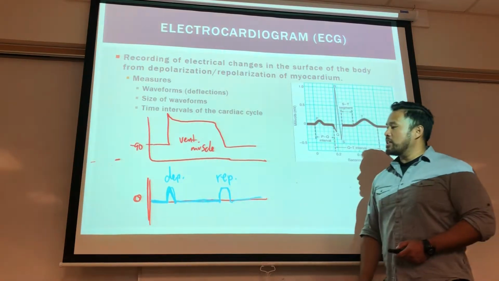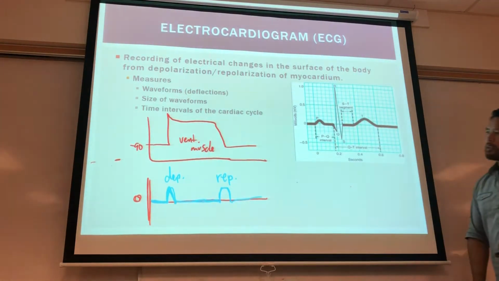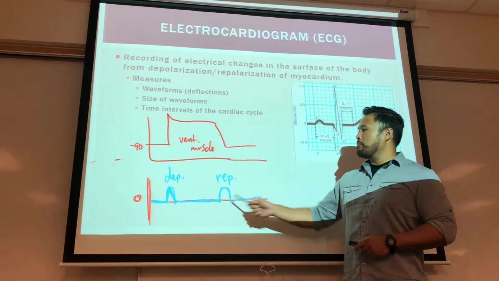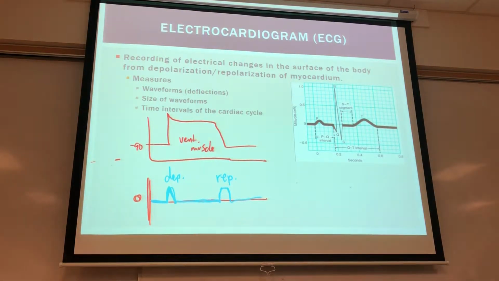That's exactly what an ECG does. It measures when those changes occur. So if you were going to look at the ventricles, you'll see a blip with depolarization and another blip with repolarization. So now let's draw that out. Let me draw what this would look like with both atria and ventricles.